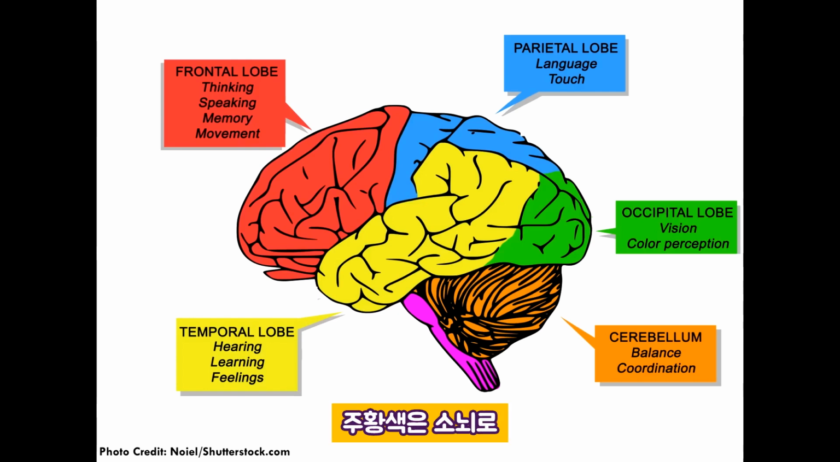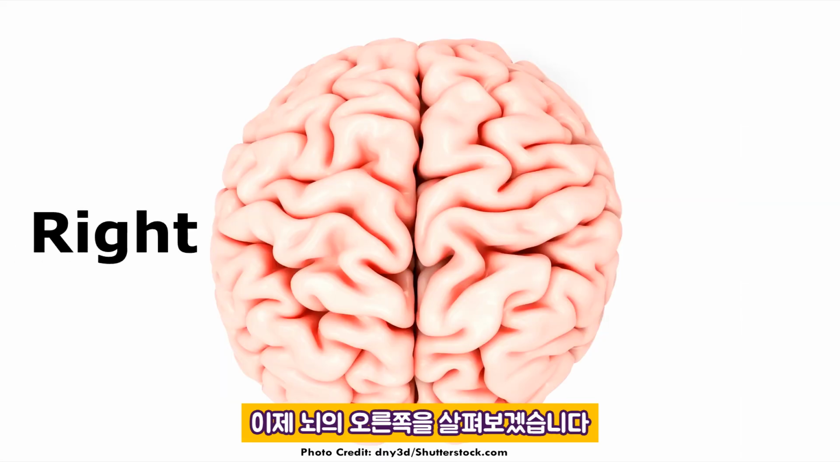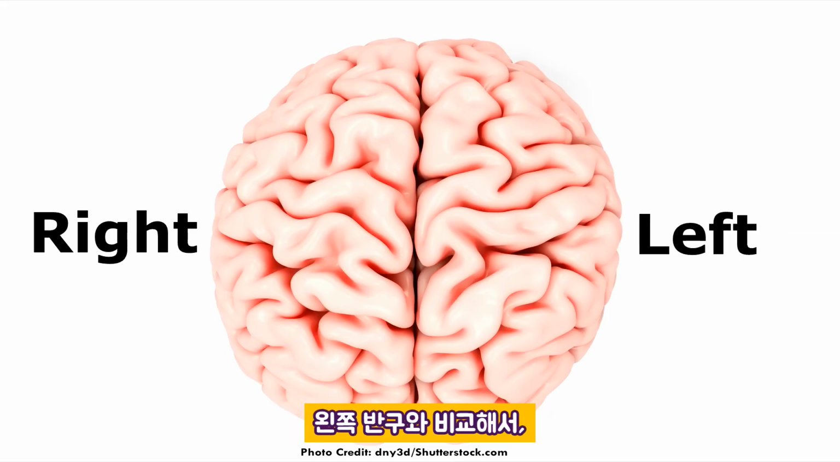And then a little bit below that in orange is the cerebellum, and it's responsible for balance and coordination. And then underneath that in purple, we have the brainstem, and it's very important. It helps with our breathing, heart rate, and temperature. Now let's look at the right side of the brain versus the left side.